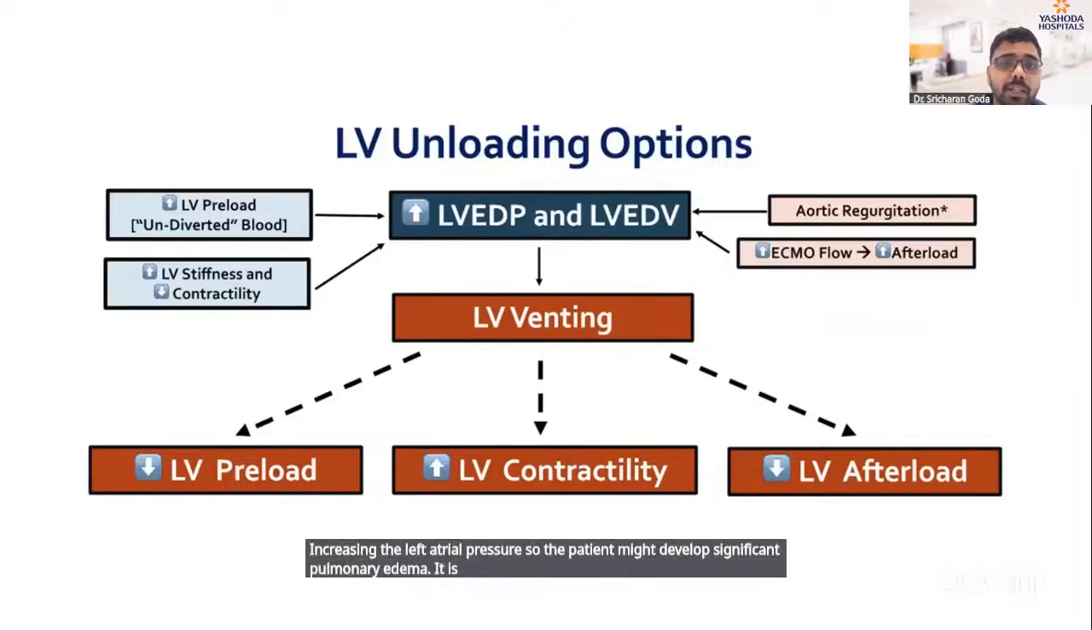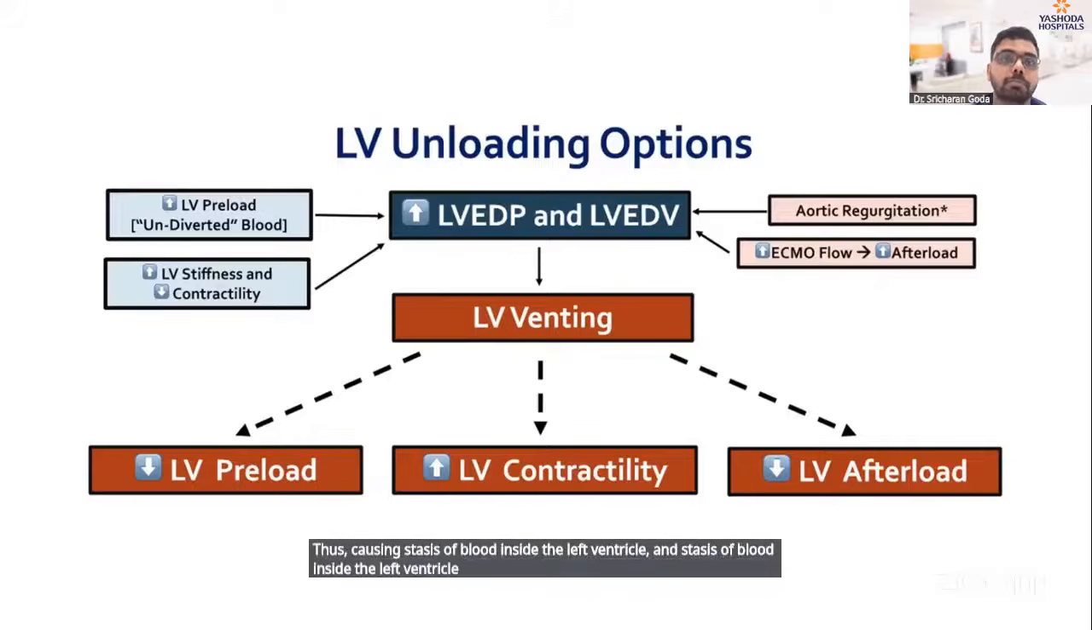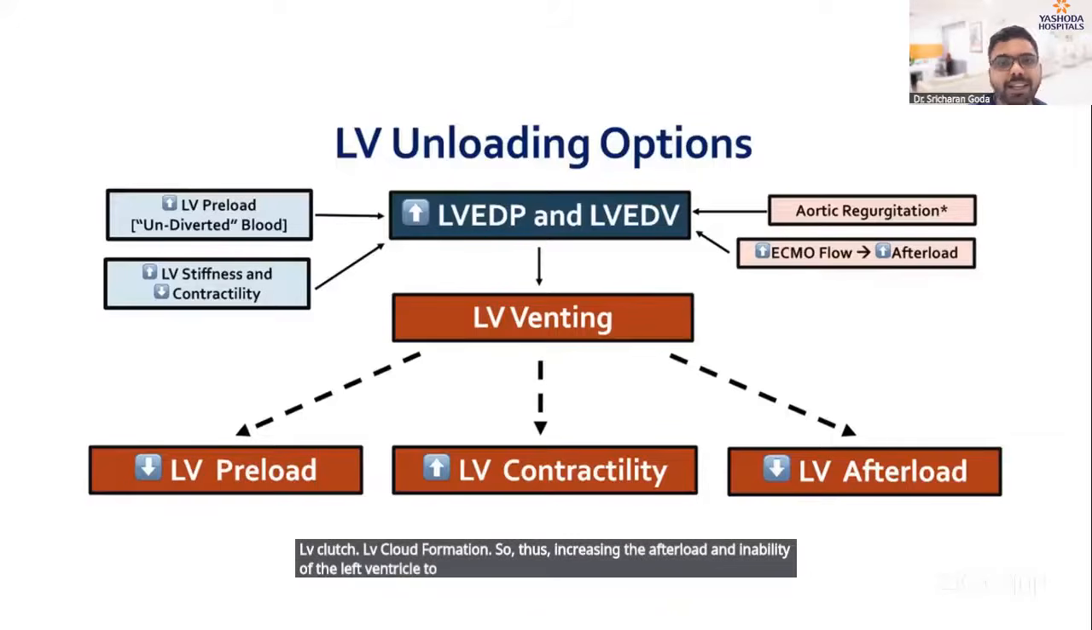It also causes a decrease in left ventricular contractility. There might be a chance that your aortic valve won't open because of the increase in afterload, and the LV is unable to eject against the increased afterload, thus causing stasis of blood inside the left ventricle. Stasis of blood inside the left ventricle can cause LV clot formation. So the increase in afterload, the inability of the left ventricle to eject against it, and the stasis of blood are going to cause pulmonary edema, LV stasis, LV clot, and all these kinds of things.